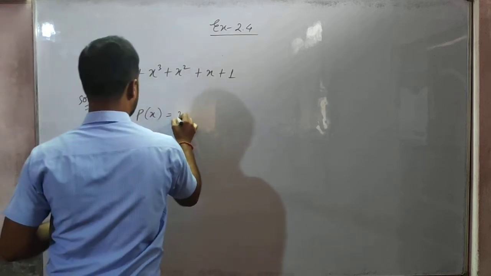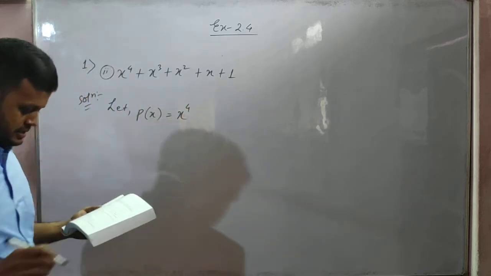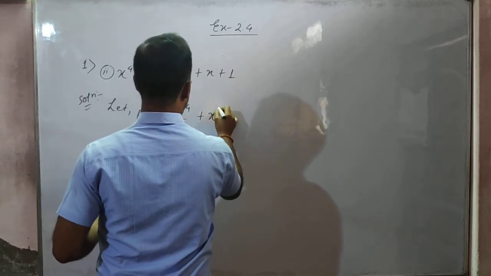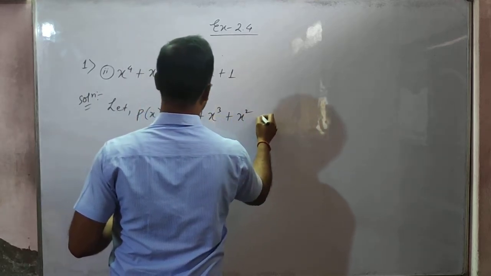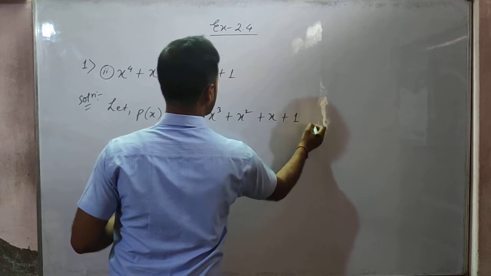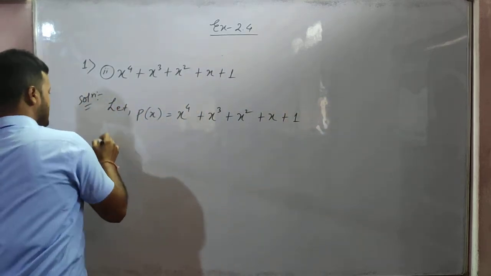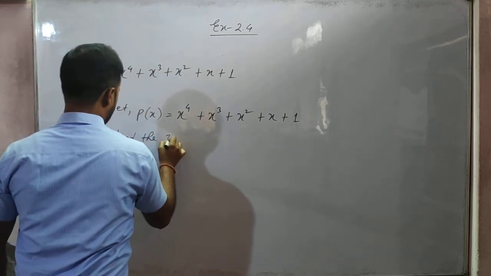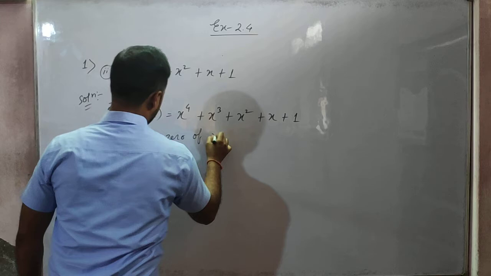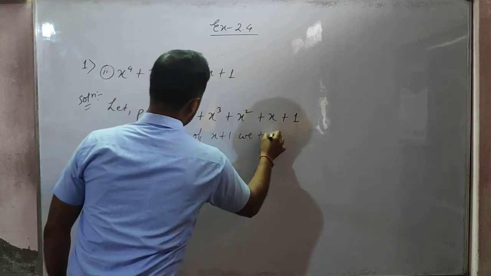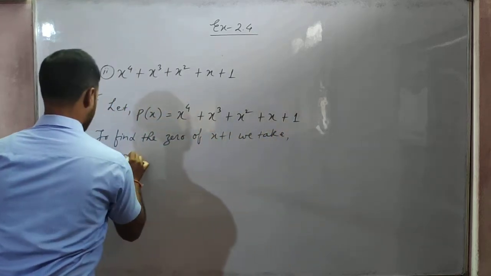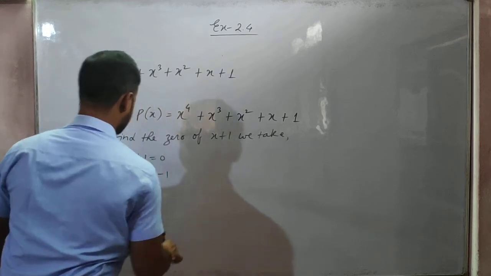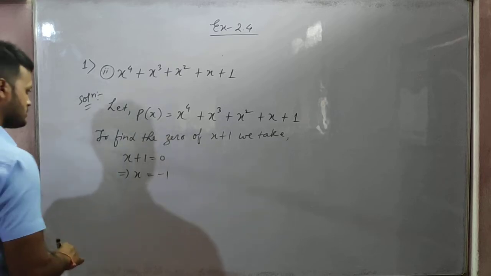Students, let p(x) is equal to x to the power 4 plus x cube plus x square plus x plus 1. Now to find the 0 of x plus 1, we take x plus 1 is equal to 0, so x is equal to minus 1, isn't it?